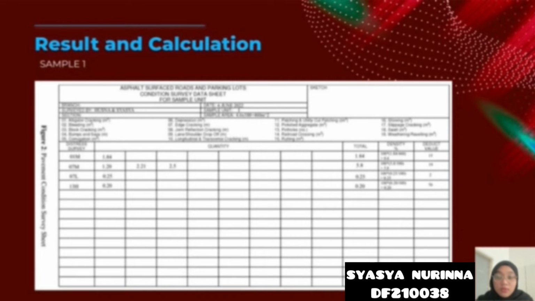We have obtained the data of 10 samples, and 5 of the samples are chosen to do the analysis. This is the example of sample 1. As you can see from the result, there are 4 types of distress that we found over the road. The first one is alligator cracking, medium; the second is edge cracking, medium and also light; and the fourth one is pothole, which is high severity. The deduct values that we found from that are 15, 19, 2, and also 70.